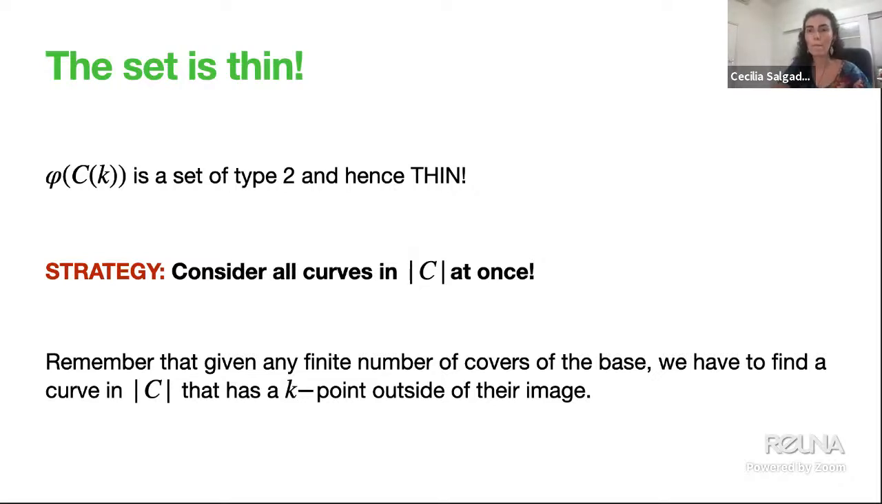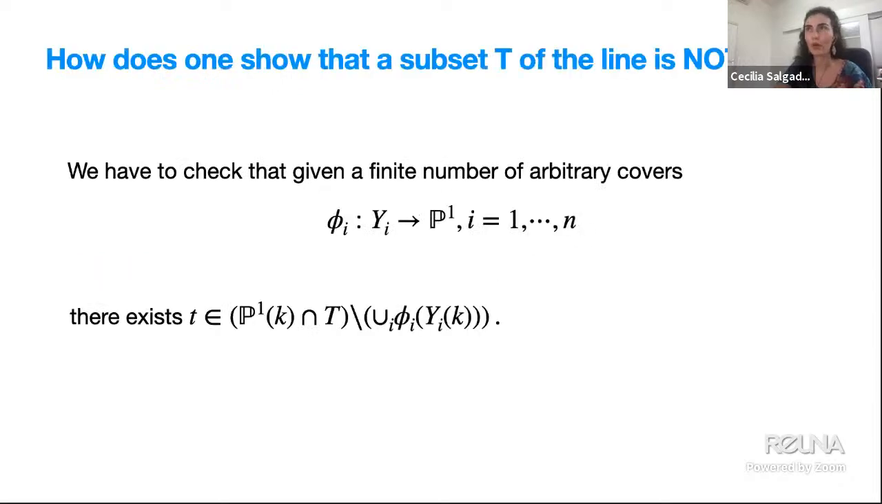So that's the next slide. I'm explaining this once more. I will call my covers Y_i. So P1 is my basis B, as I told you, because my surface is rational, the basis has to be P1. So I'm taking N covers, where N is some natural number.